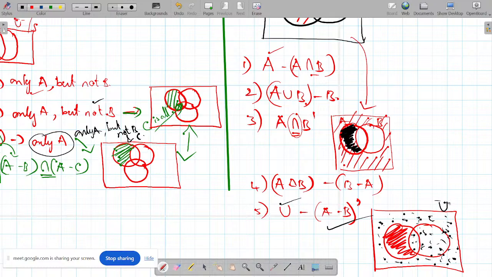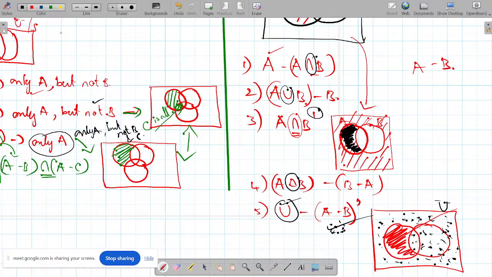So this is the universal set, and from this you have to remove the black dots. (A minus B) the whole dash is the black dots. From the universal set, if you remove the black dots, this will be the region. So this is the fifth case. So we have five different cases where instead of writing A minus B directly, you can take the help of intersection, union, complement, del, or the universal set. Using different operations, we are presenting A minus B.